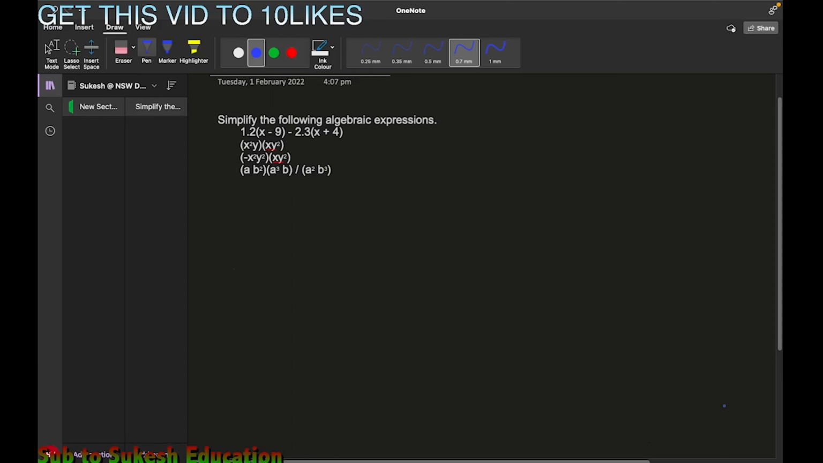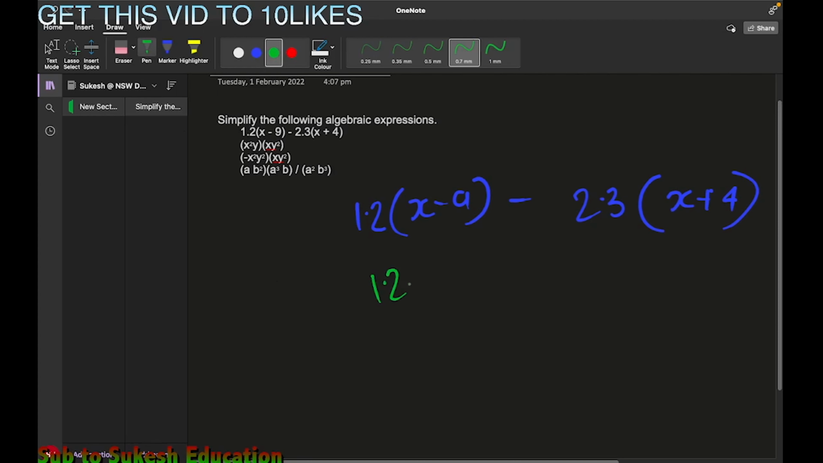Okay, so what do we need to do here? First, let's write the question down here: 1.2x minus 9 minus 2.3x plus 4. So what do we do? Let's expand it. That is 1.2x minus 10.8, minus 2.3x plus, it's a 9.2 when you multiply these two, plus 9.2, just so you guys can see.